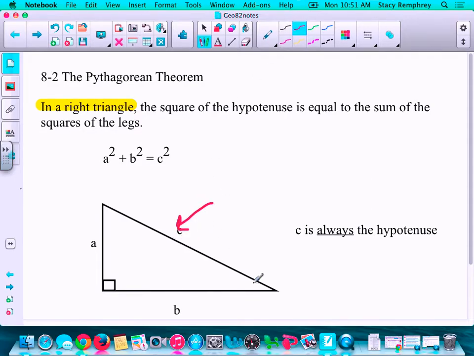Your first job is always going to be to identify C, which is always the hypotenuse. It's always the side across from the 90-degree angle. That's the important part. The A and B can switch around because addition is commutative.